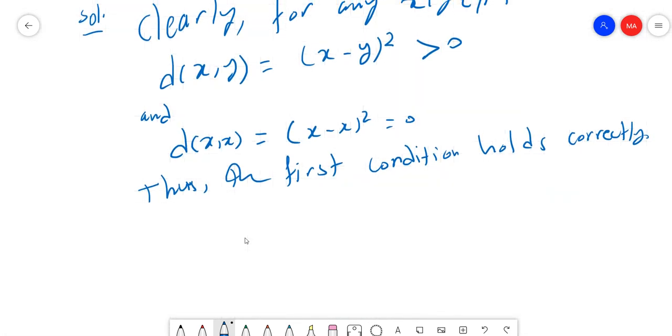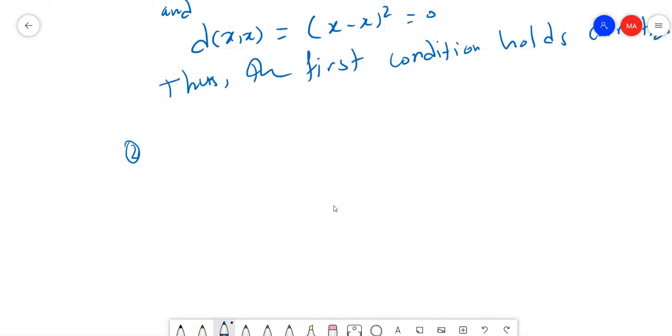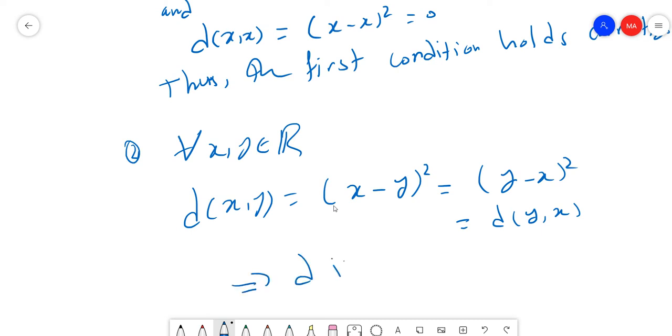The second one. Similarly, for any x and y in R, the distance between x and y is equal to the square of the difference between the elements x and y, which is the same as the difference between y and x squared, and this is d of y, x. So D is symmetric.